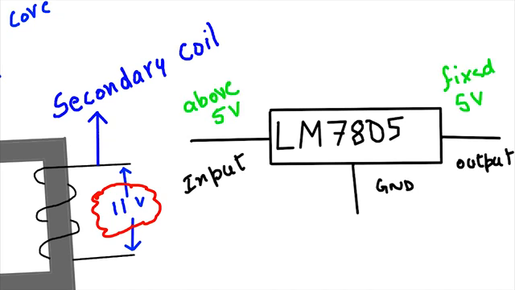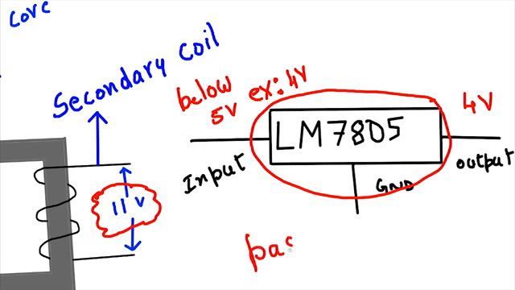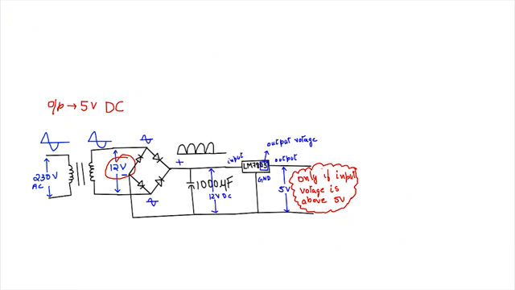Please note the fact that a voltage regulator is a passive device. It cannot generate extra voltage. So if the input of the regulator falls below 5 volt, then obviously the output will come down as well. I hope I'm clear why we have used a transformer of 12 volt instead of 5 volt.